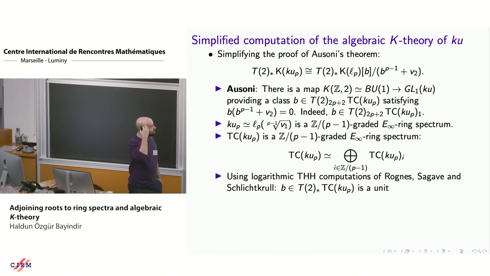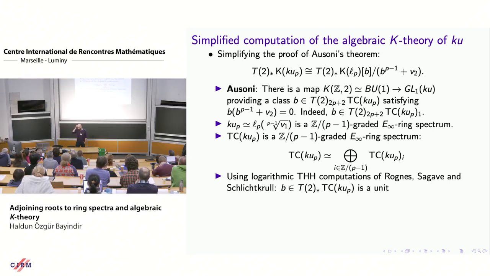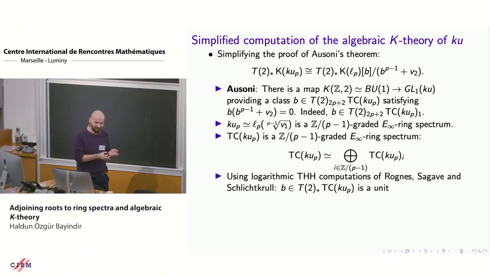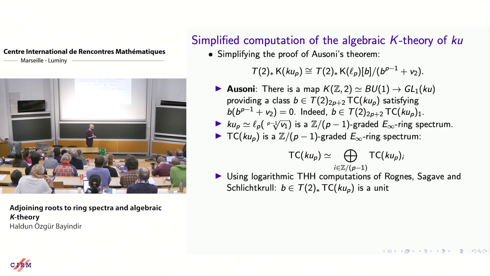And what we do is that we use logarithmic THH. Actually, the computation is due to Rognes, Sagave, and Schlichtkrull. Actually, logarithmic THH of KU turns out to be way nicer than THH of KU because of the log THH étale descent result I told you earlier. So in that case, I should have said that the case of logarithmic THH étale descent for the map from Adams summand to complex K-theory was already proved in this work of Rognes, Sagave, and Schlichtkrull. So that was already known.